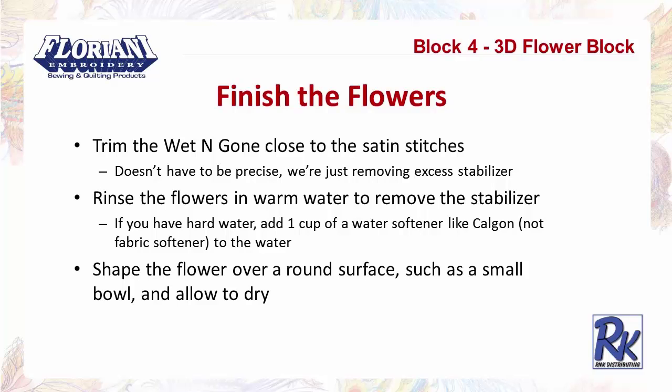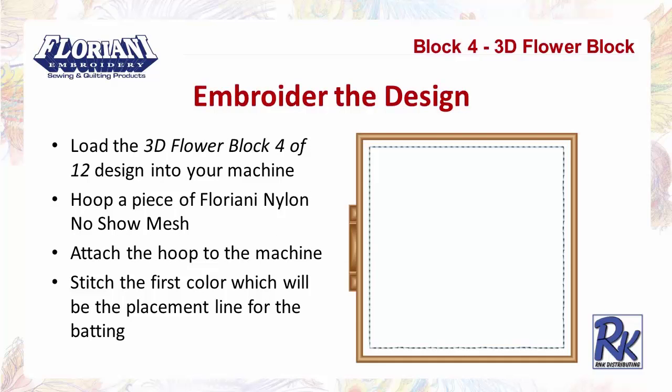And then you want to rinse the flowers in some warm water to remove the stabilizer. Now if you have hard water, it's important to add a cup of a water softener like Calgon water softener, not their fabric softener, to the water. And lastly, you want to shape the flower over a round surface such as a small bowl and allow it to dry. Once your flowers are dry, we're going to start embroidering the rest of the design.